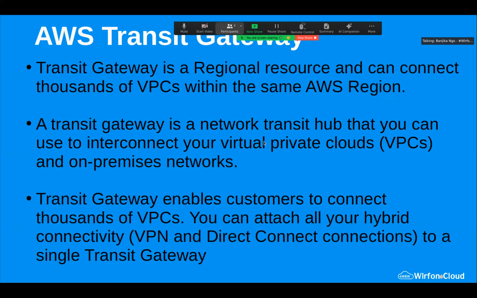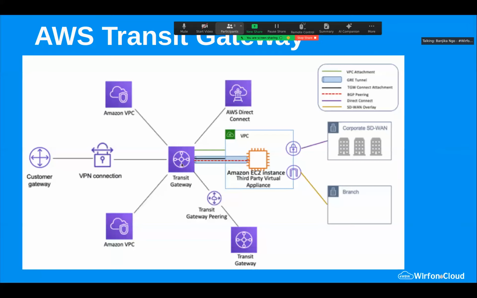So transit gateways are regional resources, but they can connect thousands of VPCs within the same AWS region. Think of a transit gateway as a hub. I always want to look at a transit gateway as a roundabout. Just imagine a roundabout with different exit routes coming into it. So you come into that transit gateway, you come into that roundabout, then you pick out where you want to exit. Every entry comes in, and depending on which direction you want to go, you go out. If you look at it in this diagram, it's much clearer.